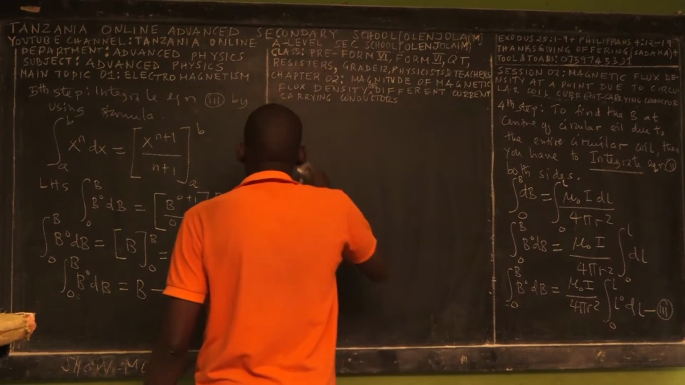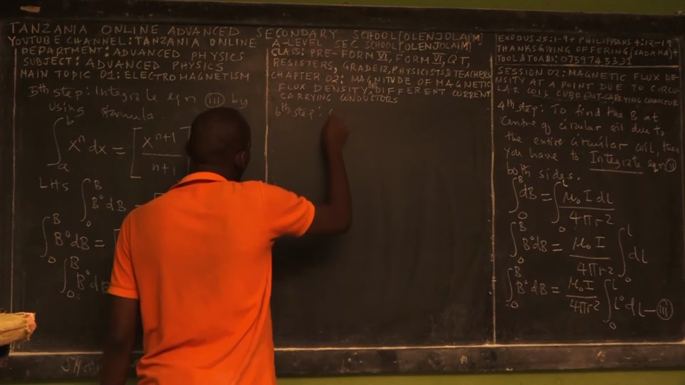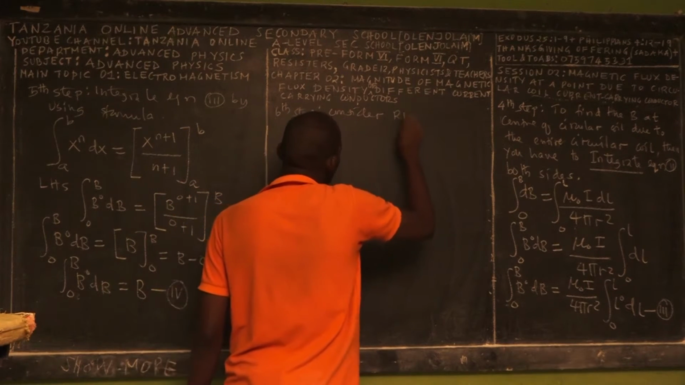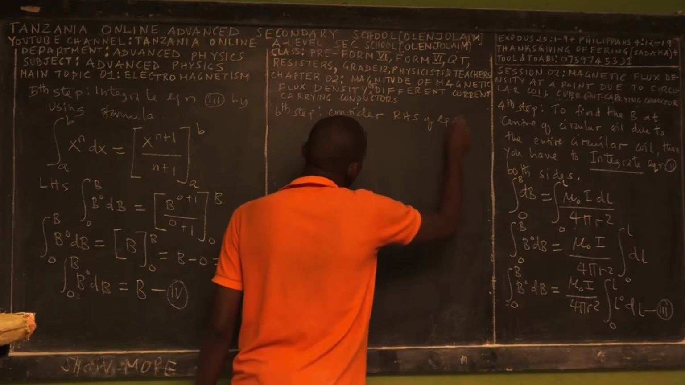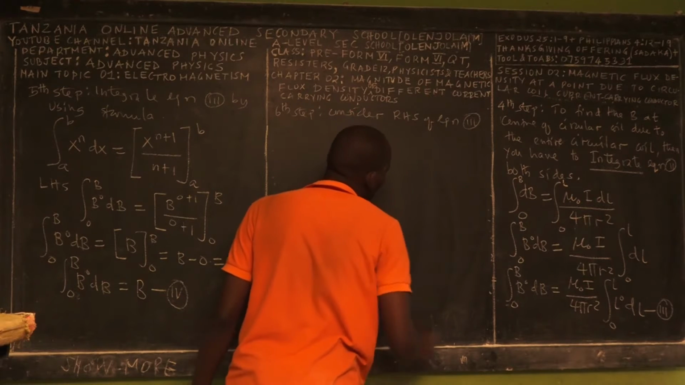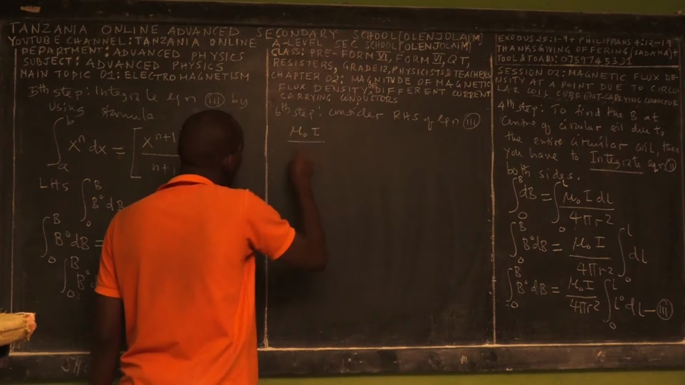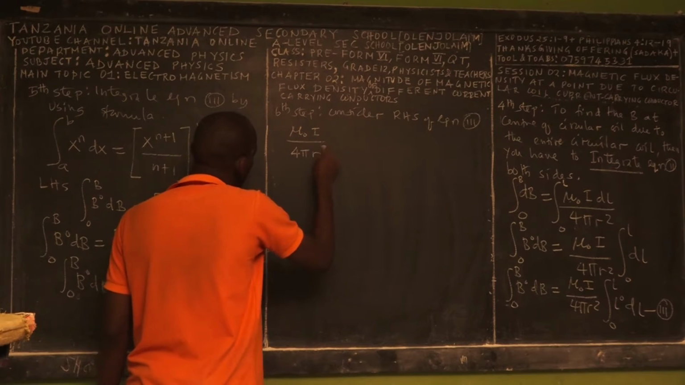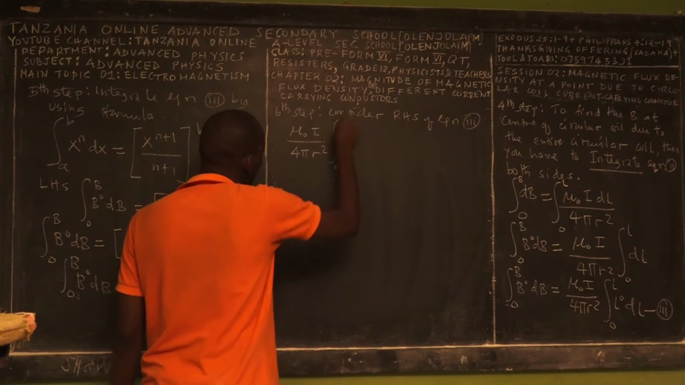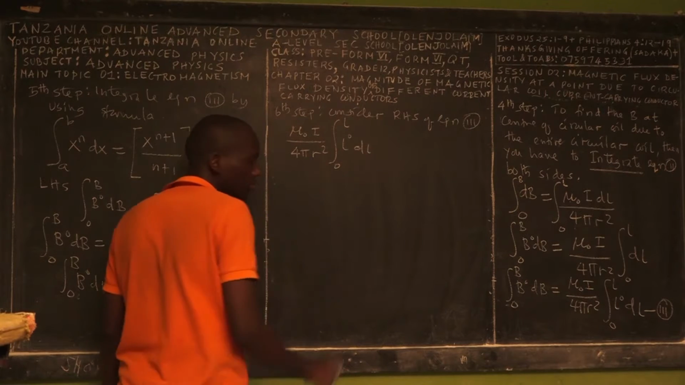So if we now consider the same formula, the sixth stage, consider the right hand side of equation 3. What do you have on the right hand side? You have permeability of free space times electric current over 4 pi times the square of the distance. Then we have to integrate from 0 to L, L power 0 dr.